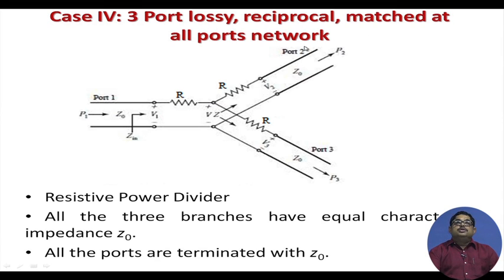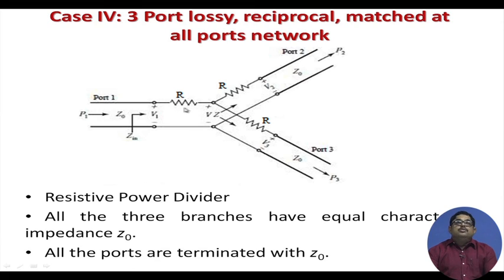matched at all ports, because always we have assumed a lossless structure, but there can be 3 ports lossy. I have a 3 port, the whole structure is lossy, reciprocal, matched at all ports network. So, that is also another possibility, and that is also a power divider. This one we are showing as a very symmetric thing.